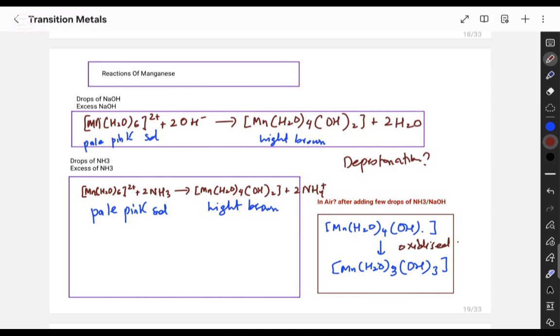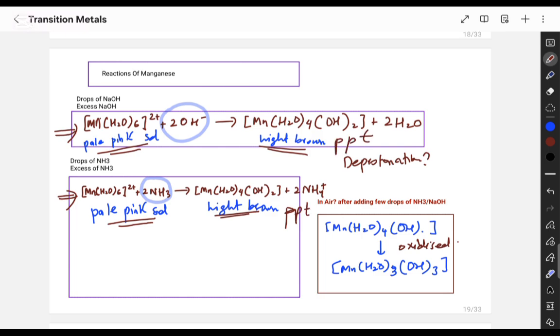Okay. So again, the same thing with just the difference of here being the OH minus and here being the ammonia, right? The rest of the equations are basically the same. You're just going to get rid of the charge by deprotonation, and then you're going to have the precipitate being formed. So we have seen this a few times now. You have the pale pink solution, goes to light brown precipitate.